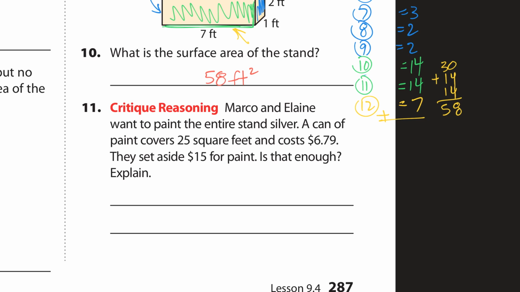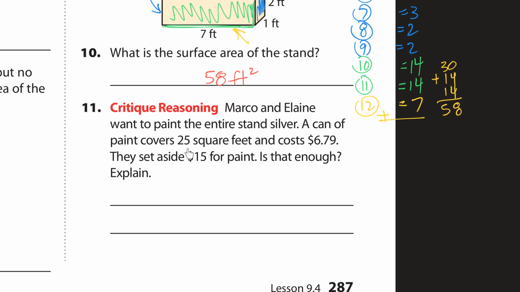Moving on to number 11. Marco and Elaine want to paint the entire stand silver. A can of paint covers 25 square feet and costs $6.79. They set aside $15 for paint. Is that enough? And you got to explain. Well, how much is it going to cost first off? Let's see. So they want to cover that entire stand. And the stand that we're talking about is the one from the previous problem. So we need to cover 58 square feet.